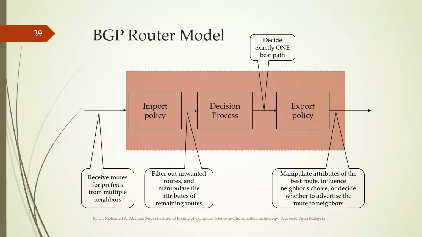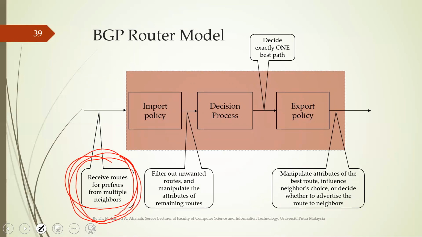BGP router model. In this diagram we can see the model and the sequence of operations inside the router. As you can see, the router at first receives routes for prefixes from multiple neighbors. Routes can be learned from neighbors and also can be learned as static routes. Then we go through the import policy. The router will import the policies.